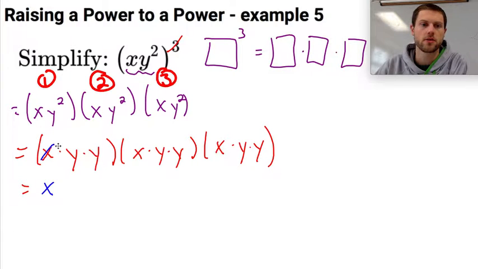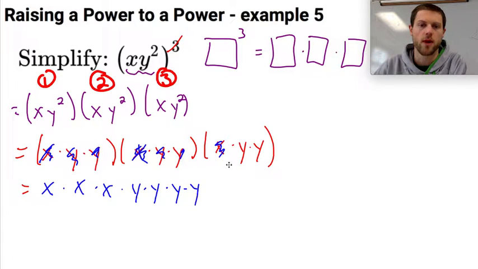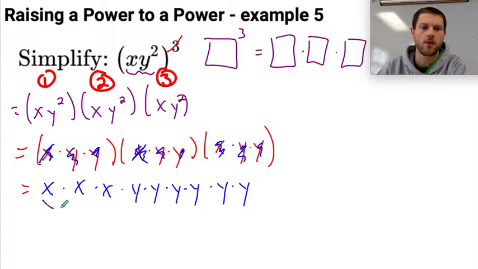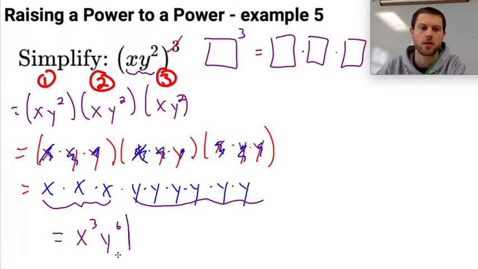So this will be x times x times x. And then let's take care of the y's. So I've got 2 here, 1, 2, 2 here, times y, 2 here, times y, times y. All right, let's simplify this. Final stage here. Let's group these x's together. I've got 3 of them, so this is going to equal x to the 3rd. And this is 1, 2, 3, 4, 5, 6 y's. So I have y to the 6th.